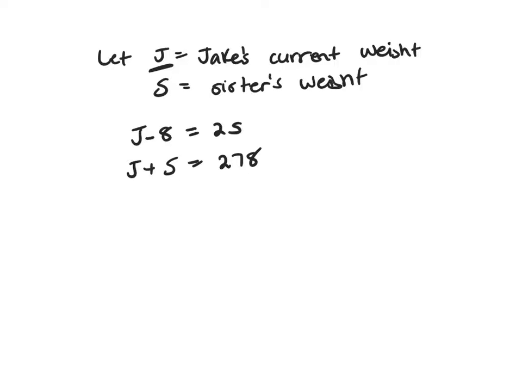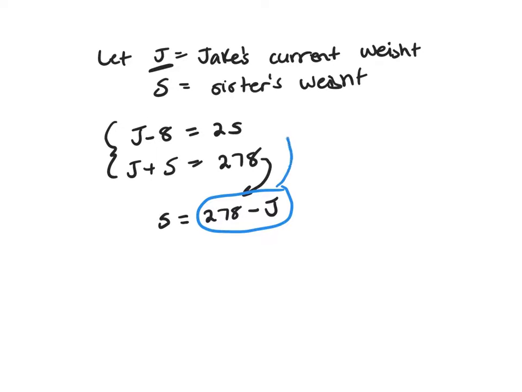This is called a system of equations. Not that that matters, but you've got two equations with two unknowns, and we want to solve for Jake. So I'd like to have an equation that just has J's in it. I'm going to use something called substitution. I'm going to take this bottom equation and solve it for S. S equals 278 minus J. Then I'm going to take this expression for S and plug it into the other equation, and that will give us an equation with just J's.